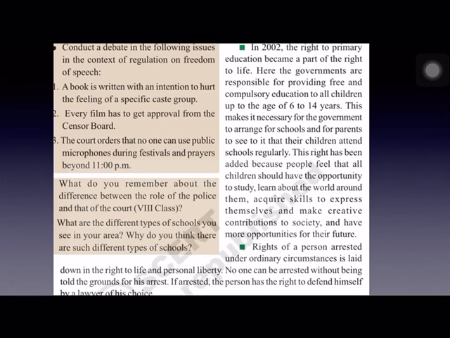So, the rights of a person arrested under ordinary circumstances are laid down in the right to life and personal liberty. That means if a person is arrested without any reason, he has the right to approach the courts. No one can be arrested without being told the grounds for his arrest. Without giving him the reason for what purpose he is being arrested, no one can be arrested. And if he is arrested, the person has the right to defend himself by a lawyer of his choice. He can defend himself by appointing a lawyer for himself.